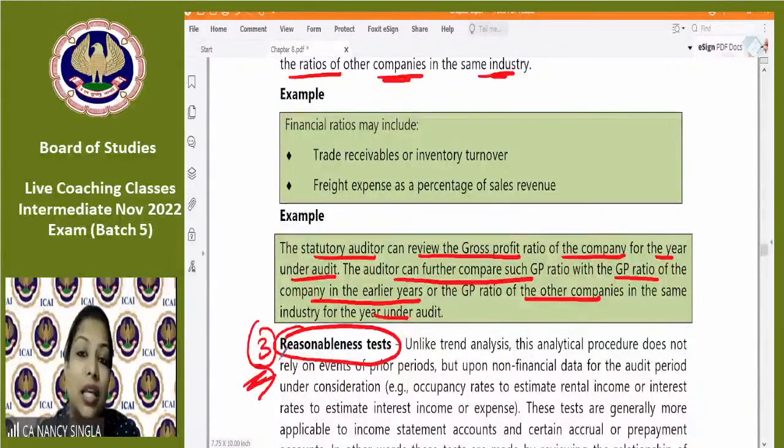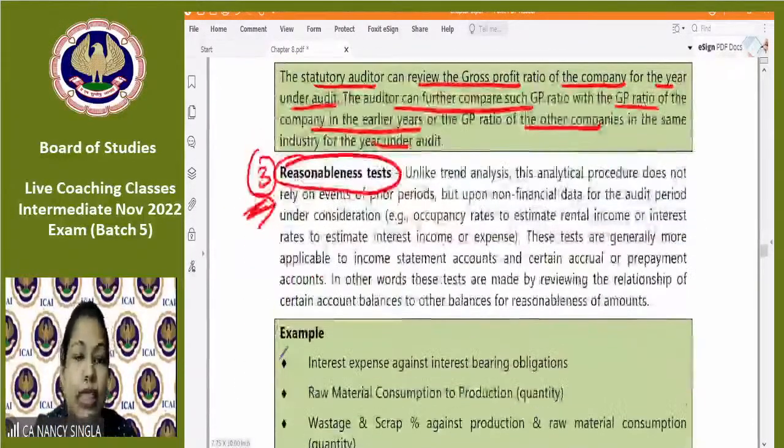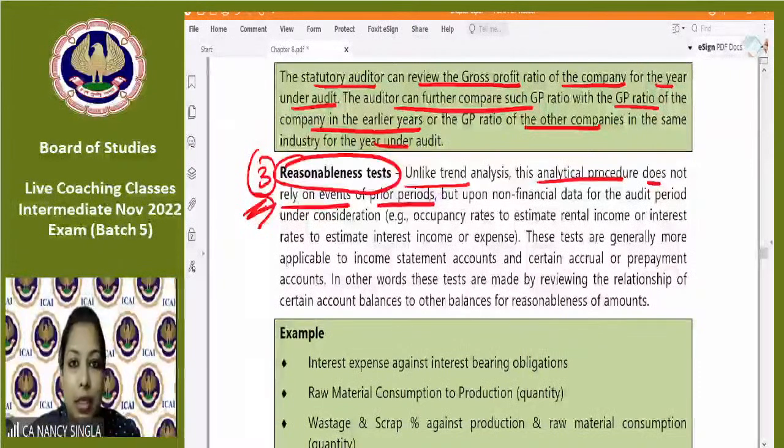Hana? So auditor may use various non-financial data. But here we are not comparing it with the prior period. Na? In ratios we were comparing it with the prior period. Trend analysis, what, with prior period only. But here we are not comparing with prior period. We are just using what? Non-financial data of the current period. Okay? So what is it? Unlike trend analysis, this analytical procedure does not rely on events of prior periods. Because trend ka to matlab hi kya hai? Depending upon prior period. So that is why, unlike trend analysis.